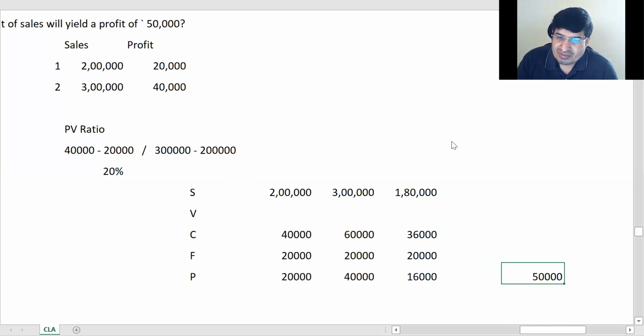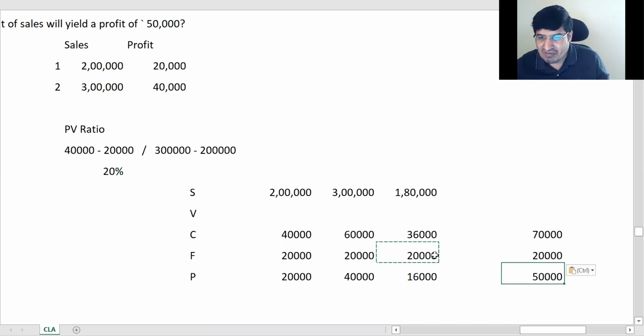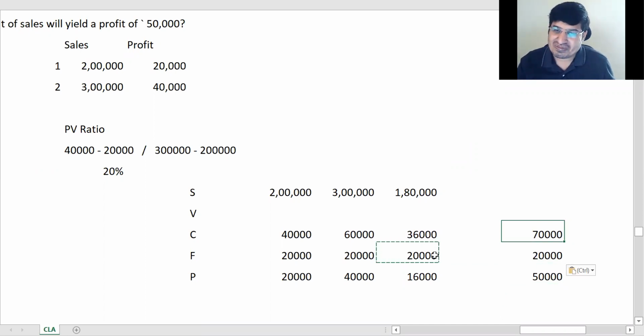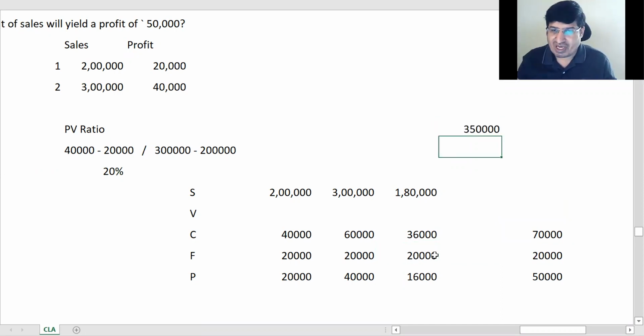So what should we do here? First, we should find the desired contribution. Just add the fixed cost to profit. Desired contribution will be 70,000. If contribution is 70,000, only then if you deduct 20,000 of fixed cost, you will get 50,000. Correct? Which is the 3,50,000 sale.